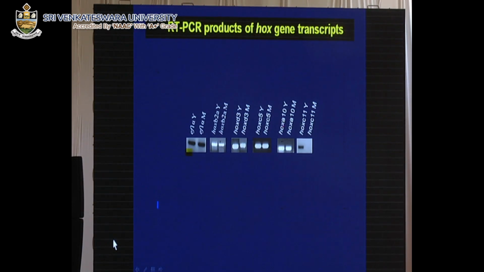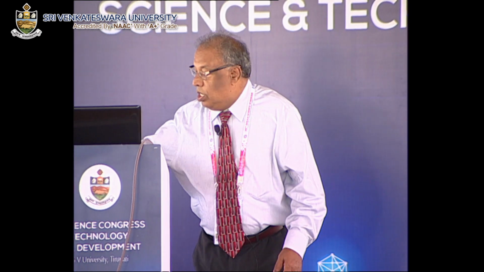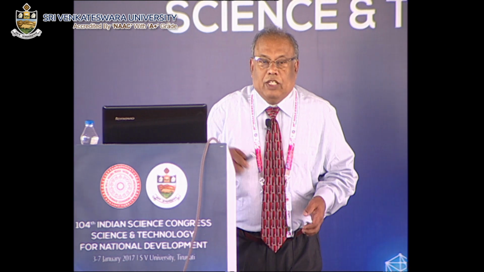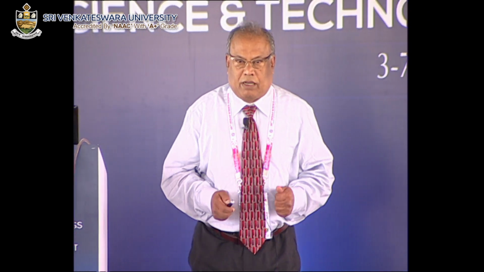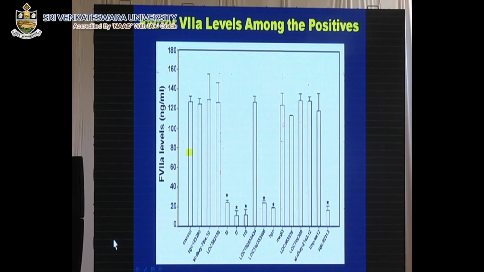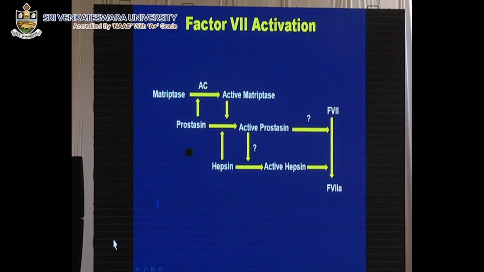When you knock it down, you get an increase in thrombocyte production, called thrombocytosis. And in a similar fashion, we have chosen genes which possibly initiate blood clotting. We have taken about 189 serine proteases, knocked them down, and showed that there is one particular gene called prostacin, which is probably involved in activating factor 7, which has been an unsolved puzzle for the past few decades.